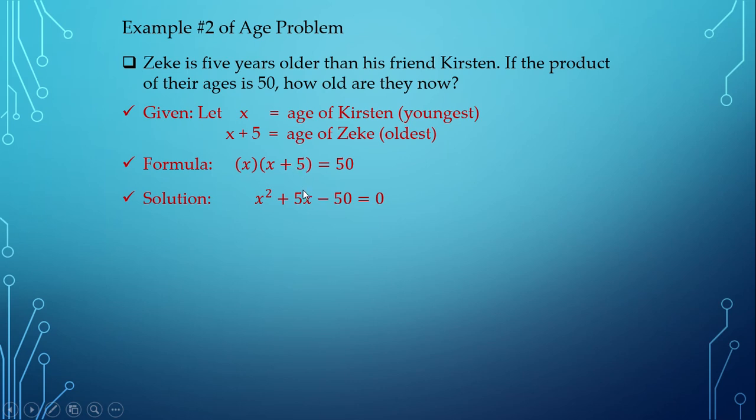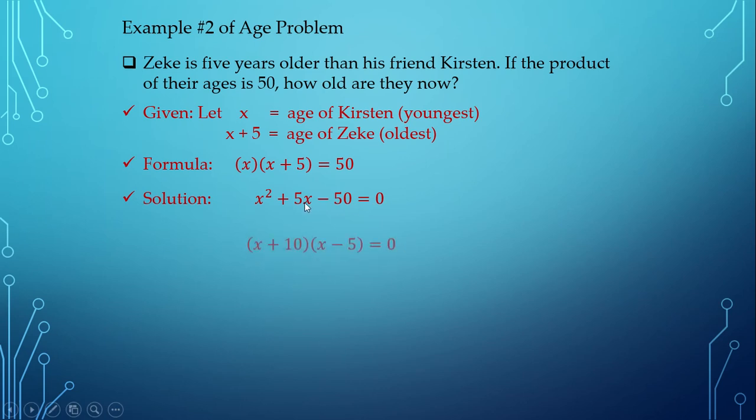X times 5, 5x. Then, we transfer positive 50 to the left side, it becomes minus 50, equating to 0, to complete the trinomial or the quadratic equation. Given this quadratic trinomial or quadratic equation, you can use the factoring method, completing the square method, or quadratic formula. As long as you are comfortable with one of these three methods, the same answer will be derived.